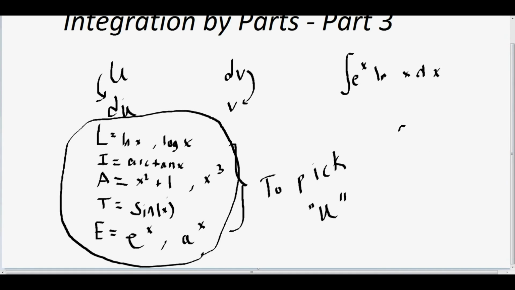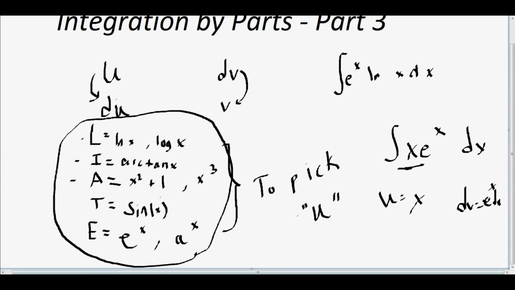So let's do an example that we already did before, x e to the x. If let's say you were stuck and you didn't know which one to pick as your u, just go down the list. Is there any logarithmic? No. Is there any inverse trig function? No. Is there any algebraic function? There's an x. That counts as algebraic. So your u would be x, and your dv would be e to the x dx.